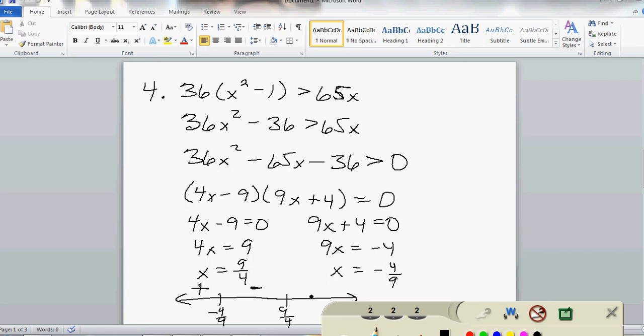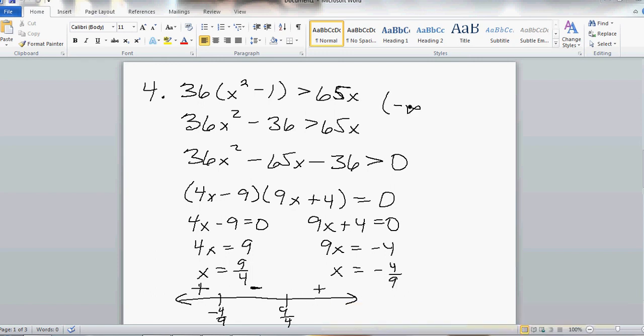Let's put in 3. 36 times 9 is 300 something, minus 180, 190 something, minus 36 something, it's still going to be positive. And so we want to know, when is it positive? So it's positive all the way down here and all the way up here. So it's going to go from negative infinity up to negative 4/9. It does not include that because we don't have equal to. And it's going to start back up at 9/4 and go to infinity in that fashion.